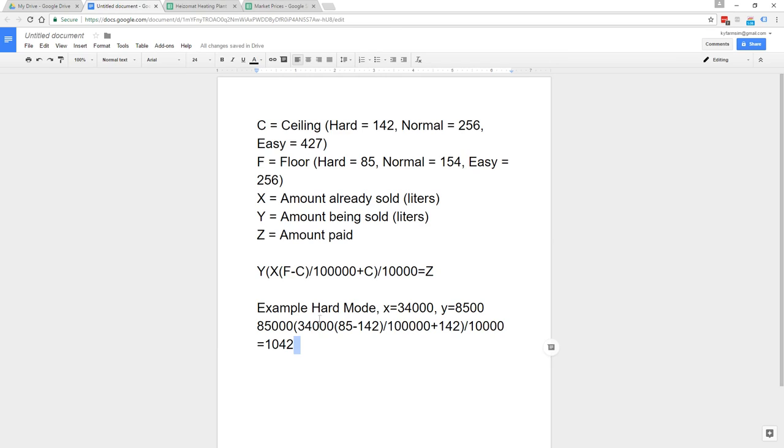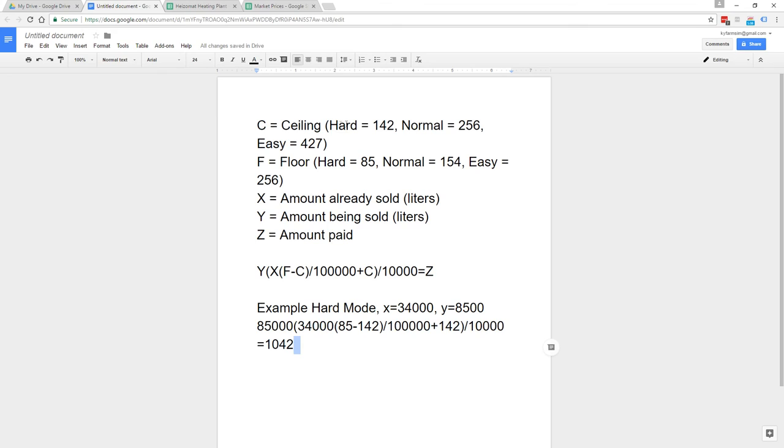So if anyone's interested, this is kind of the equation here. It's not exactly right. So the game is doing something else. It's off by a little bit from what I observed, but it's close enough that you could punch numbers in here and get a good understanding of what's going to happen.